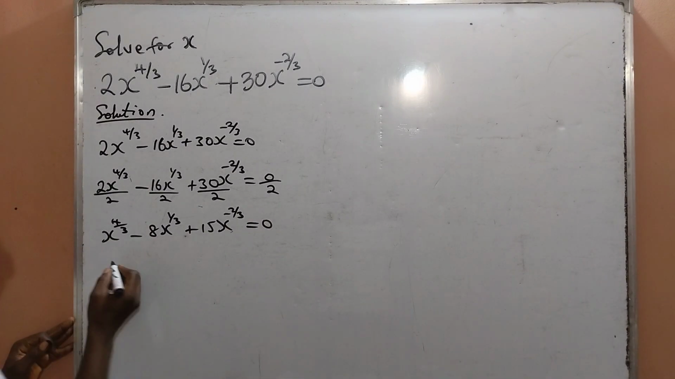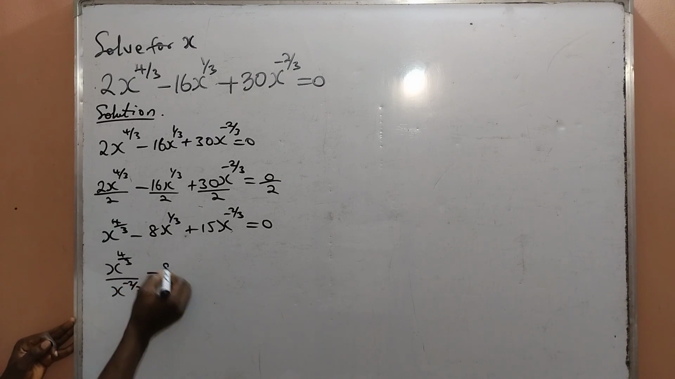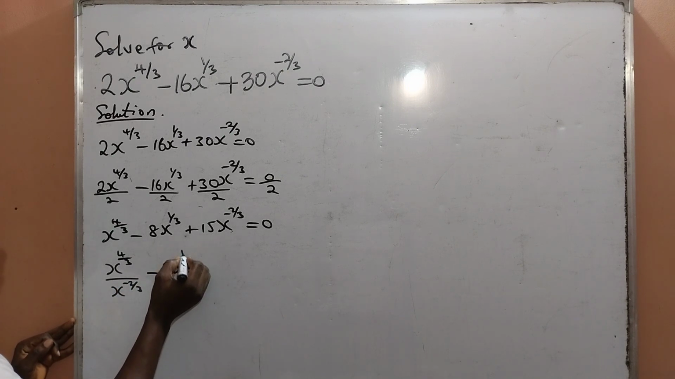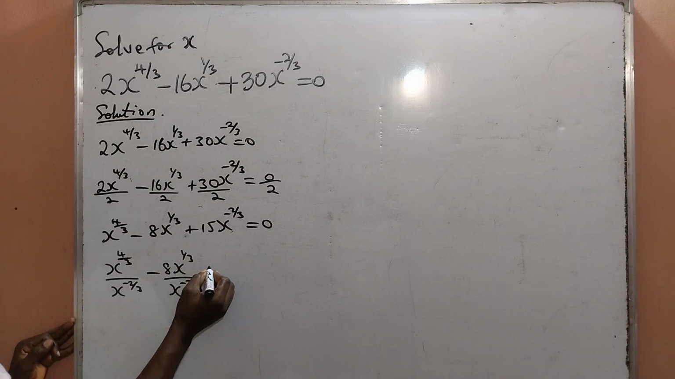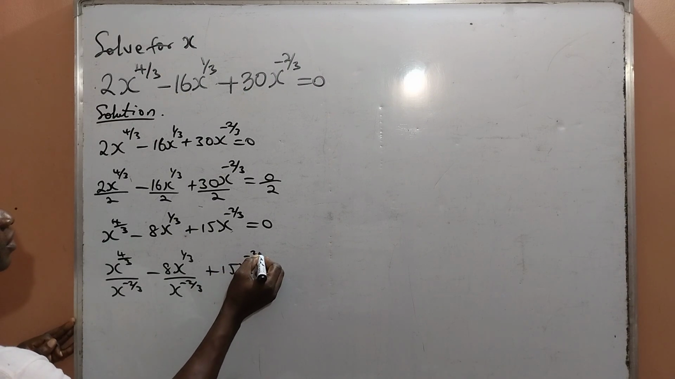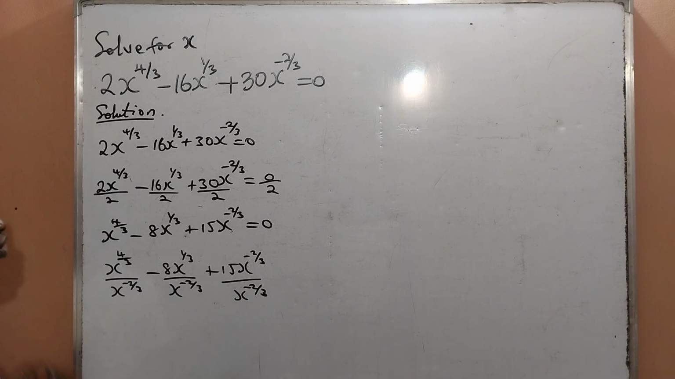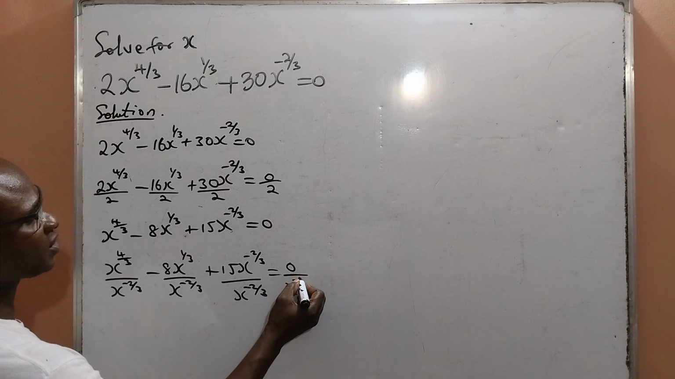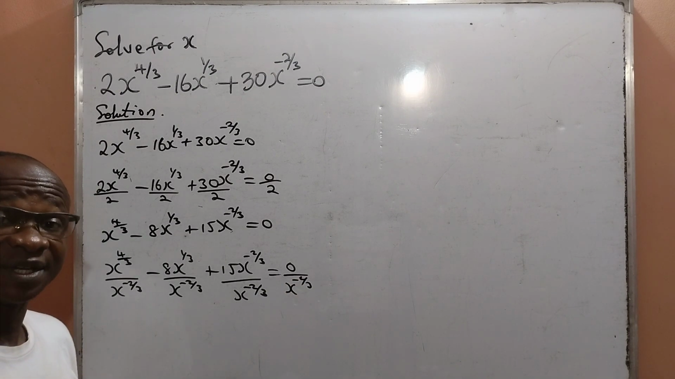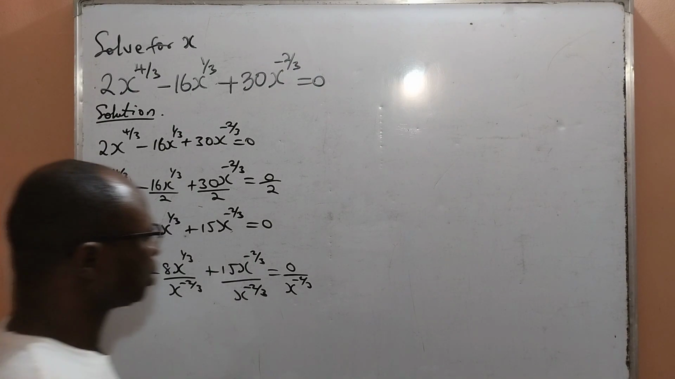And what that means is that I'll have x raised to the power 4 over 3 divided by x raised to the power minus 2 over 3, minus 8 x raised to the power 1 over 3 divided by x raised to the power minus 2 over 3, plus 15 x raised to the power minus 2 over 3 divided by x raised to the power minus 2 over 3. And of course, equal to 0 divided by x raised to the power minus 2 over 3. So, I am dividing all through by x raised to the power minus 2 all over 3.